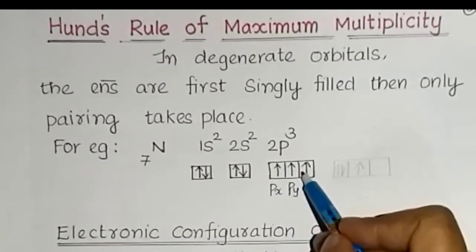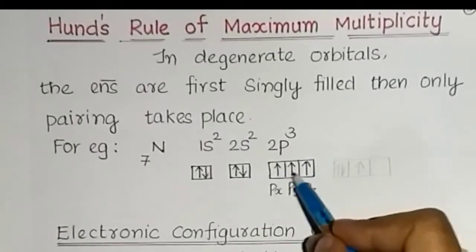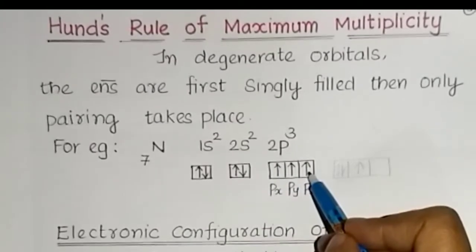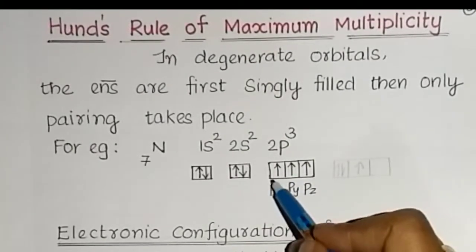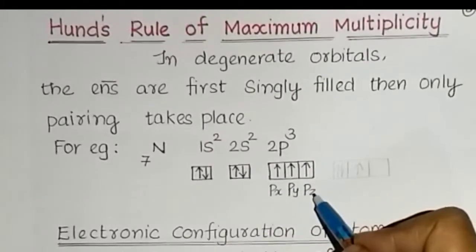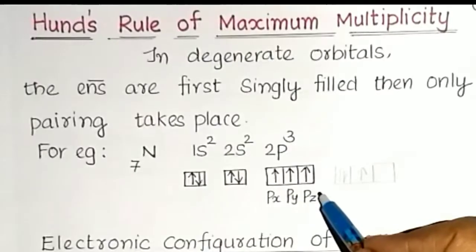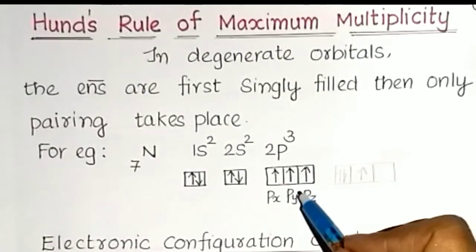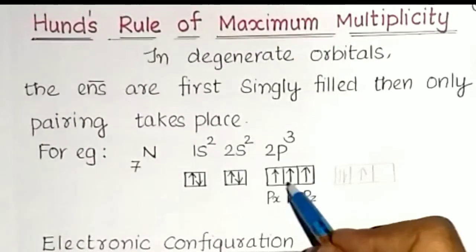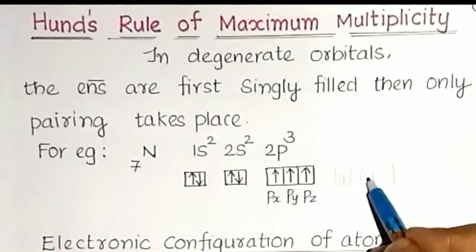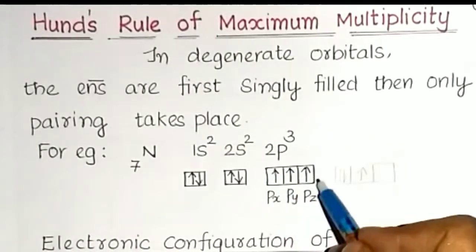What do you mean by degenerate orbitals? The atomic orbitals having the same energy. These px, py, pz all have the same energies. Such atomic orbitals are known as degenerate orbitals. So, in the case of degenerate orbitals, this is the correct answer.